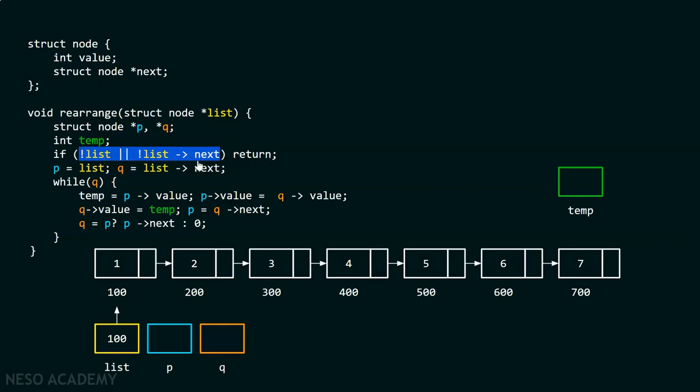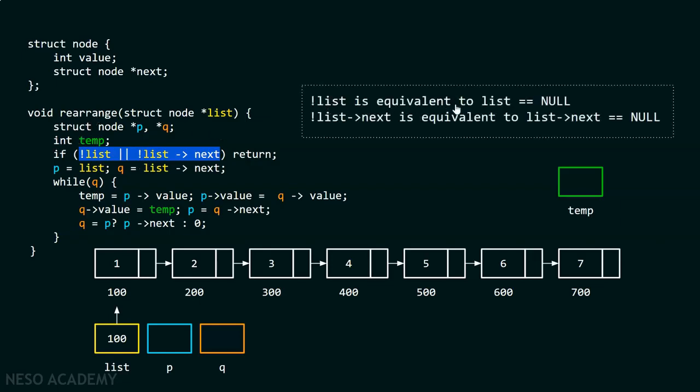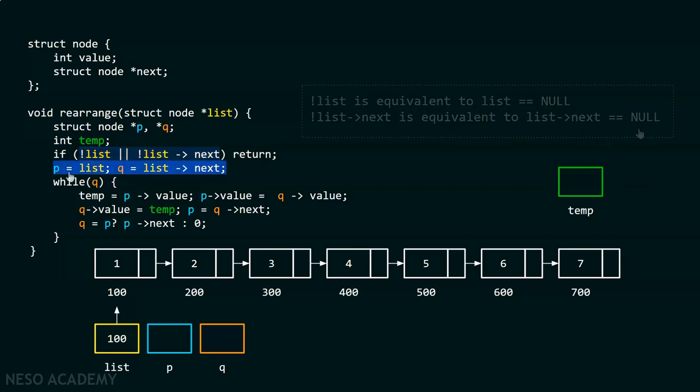Now if we try to understand the meaning of this statement, it simply says if list is equal to null or if list next is equal to null, then return. Because if list is equal to null, then we can replace this by null, and we know the value of null is 0. So not of 0 means not of false, which becomes true. Or if list next is equal to null, which means we can replace this by null, not of null means again true, so we can simply return from this function. Not list is equivalent to list is equal to null, and not list next is equivalent to list next equal to null.